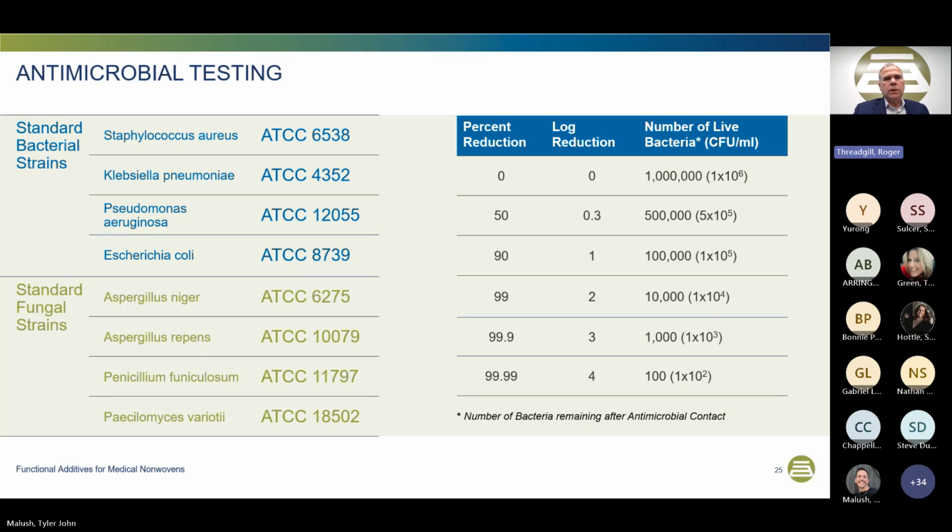Log 1 would correspond to a 90% reduction in viable organisms. Log 2 is the equivalent of a 99% reduction, and so on. The table on the left shows several of the standard strains of bacteria and fungi and their corresponding test method callouts. Some of the more common organisms for bacteria are staph and klebs, listed there at the top, while Aspergillus is a common fungus that is utilized for effectiveness screening. Next slide.